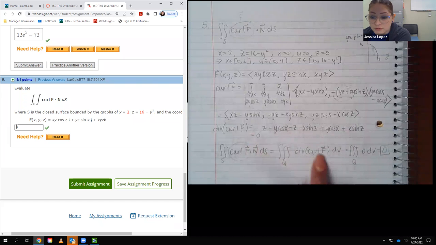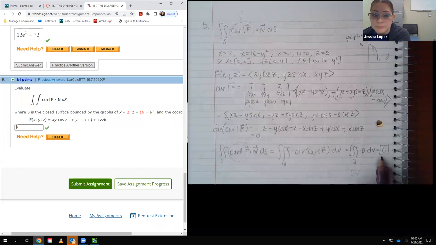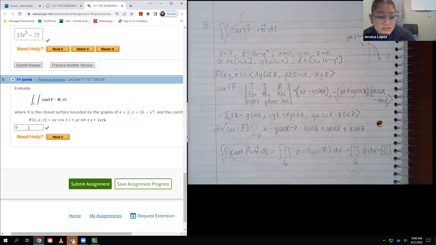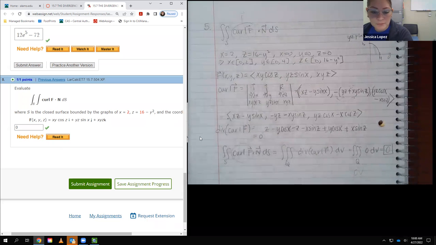So then when I fill that in, I'm triple integrating zero times this. Well, you're going to end up with zero times the volume, because this is a constant, but zero times anything, no matter what that volume is, is going to be zero, okay? So it does end up being just zero, again, coincidentally, okay?